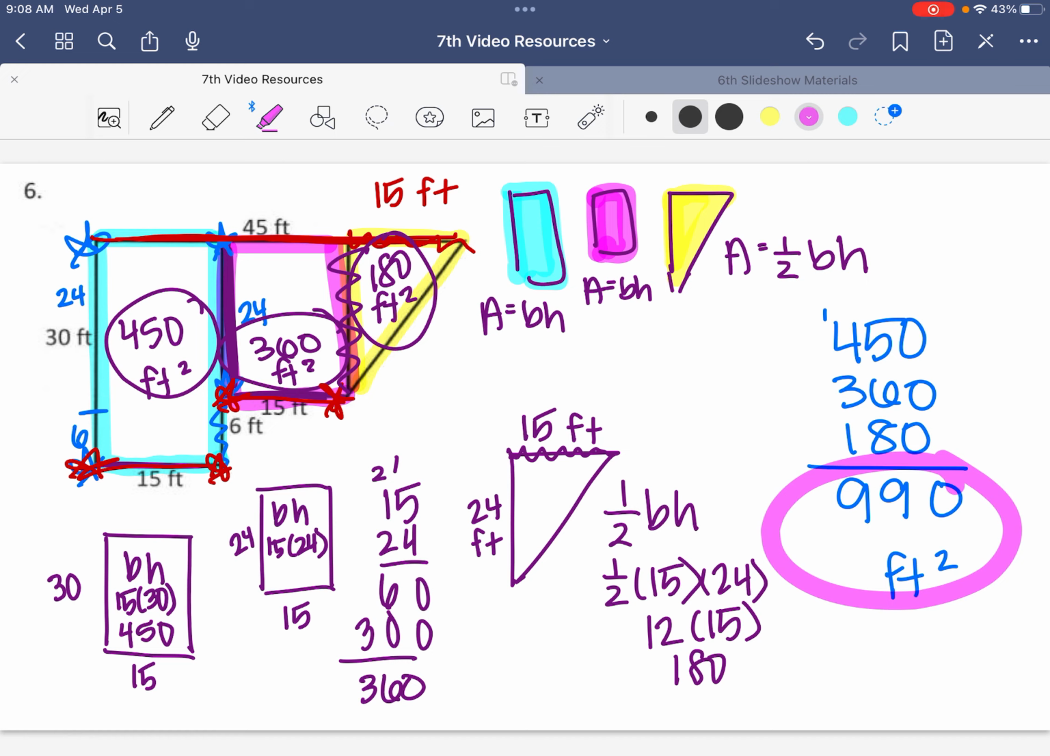Just to recap what we did, we took this irregular shape and we broke it up into simpler shapes. Then we found what formulas we needed. Once we had our formulas, we found the area of each piece, and then we combined them because this problem was asking us for the total.